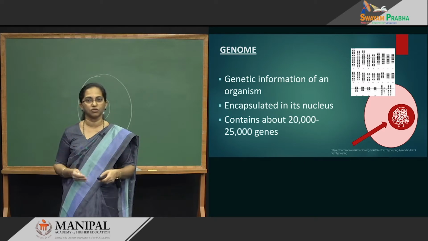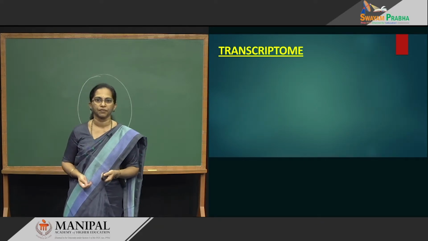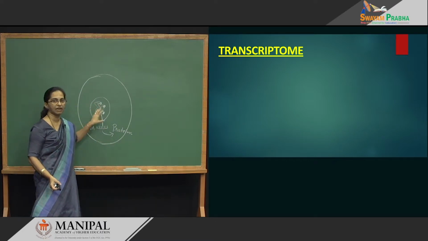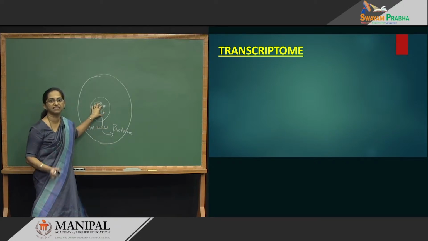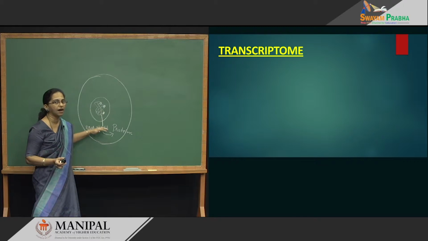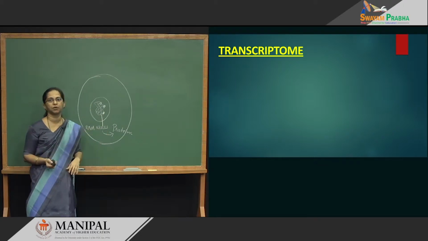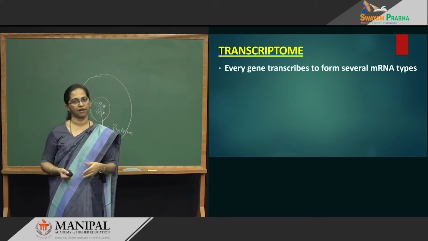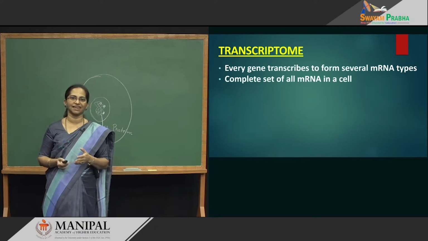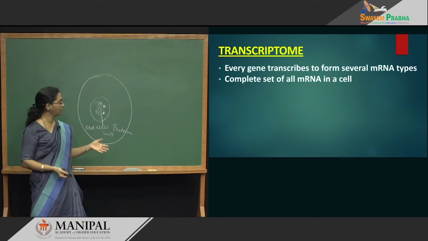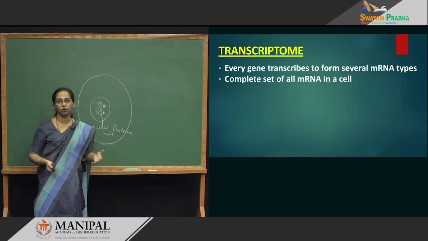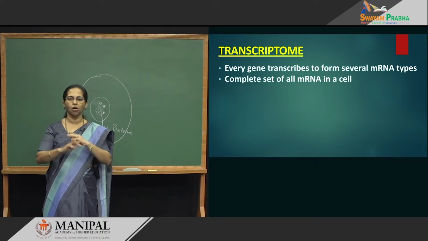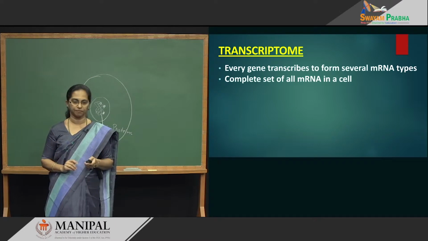Let's go further to the transcriptome. So what is the transcriptome? I just told you a few minutes back. We don't get the DNA material out every now and then. It always remains there, safe in the locker. We get only the RNA copies. So what is the transcriptome? Every gene transcribes to form mRNA, and all the mRNAs inside a cell are called the transcriptome. So we have many transcripts coming out when there is a demand for protein synthesis. So transcriptome means all the mRNAs of a cell.